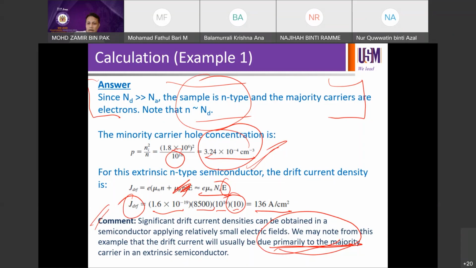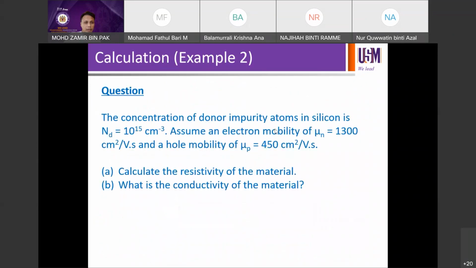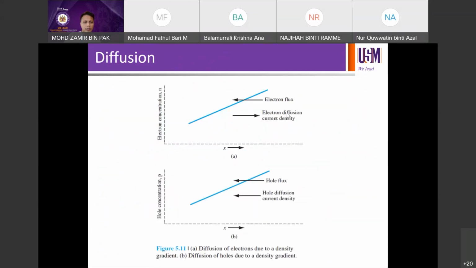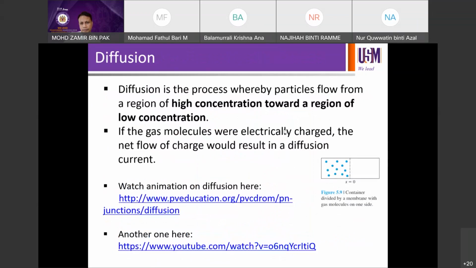So now, if you don't understand, let's just go back and try to work it out for yourself. Very straightforward still. We're going to move on with conductivity tomorrow, resistance, and a bit of calculation as well. And then we're going to move to diffusion. If there are no questions, then let's just stop here.